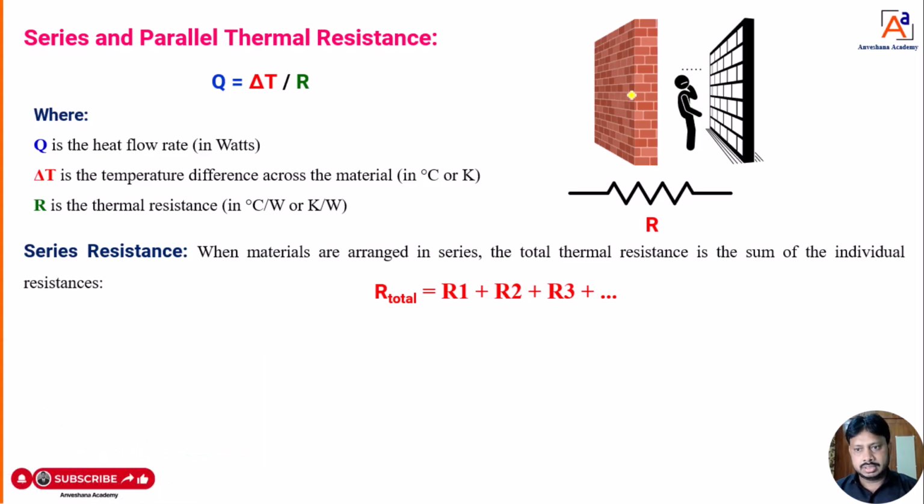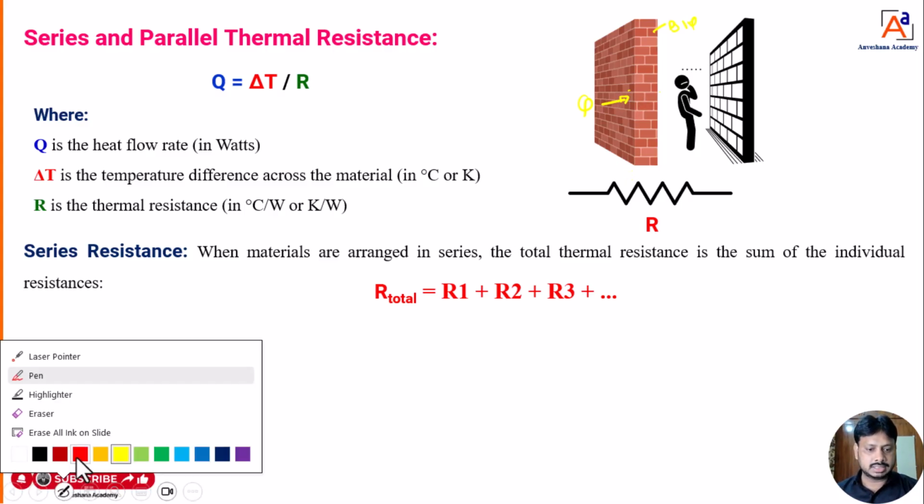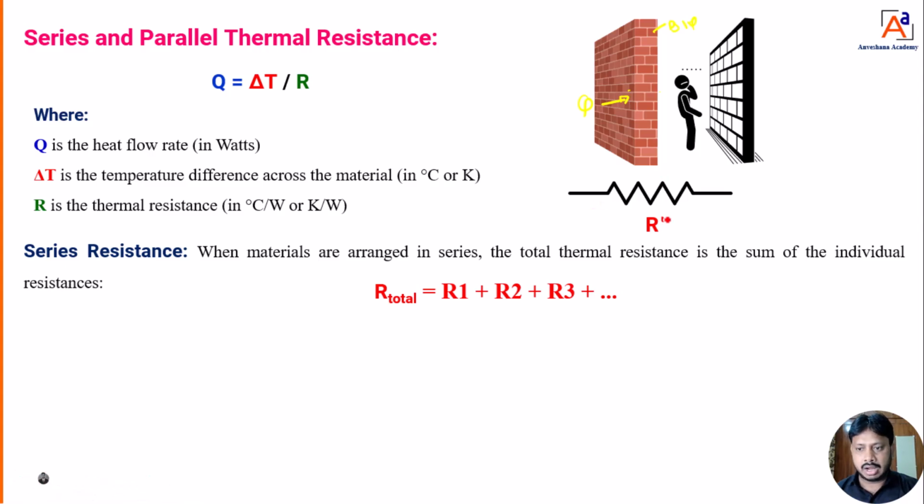Now this is a brick wall. I will consider this is a brick wall, BW. So I am going to supply heat at this end. Heat is going to transfer through this brick wall. When heat is moving from this space to this space, there is some resistance to the flow of heat. That resistance is nothing but thermal resistance, and that thermal resistance is represented by notation R actually. So symbolically we can represent it like this.